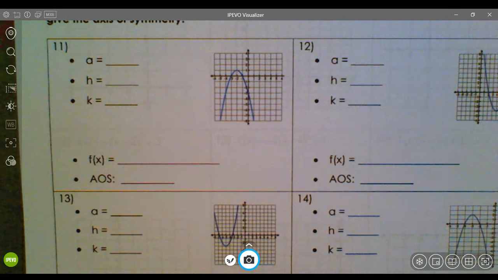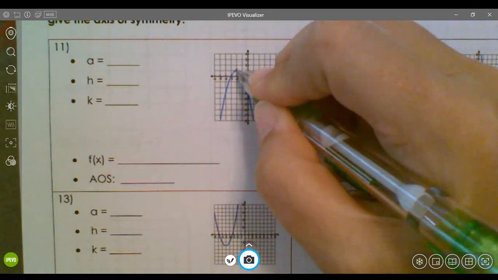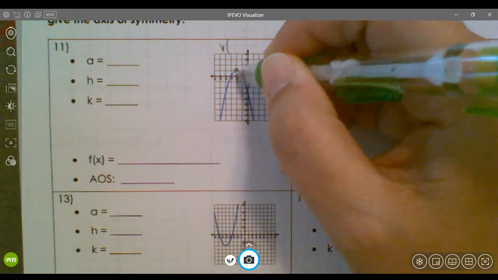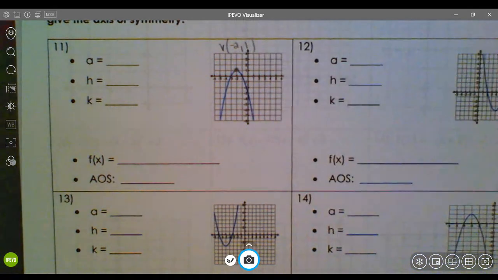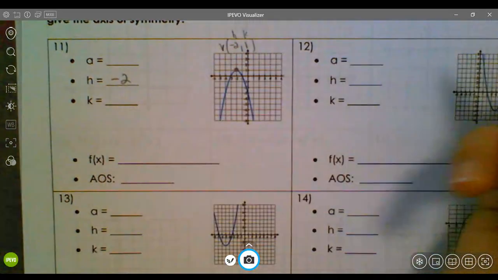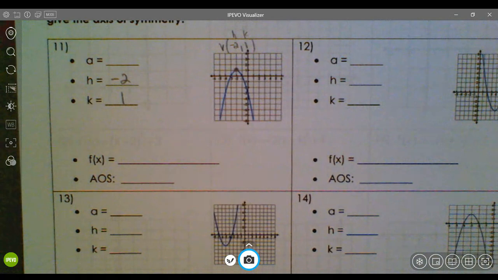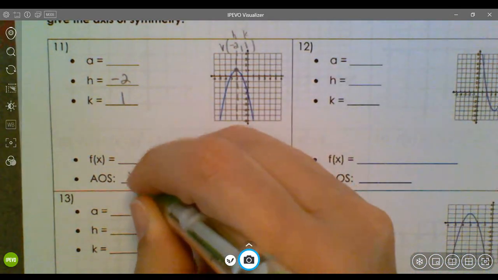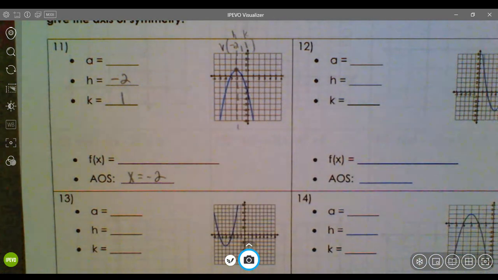Okay, so let's first notice the vertex. The vertex here is -2, 1. Okay, so right away, that's my h, that's my k. So h is -2, k is 1. And remember, your axis of symmetry goes through here. So my axis is x equals -2. That's where I'm going to start. Nothing crazy here. All I'm doing is picking out points and writing the equation of a line based on a point.